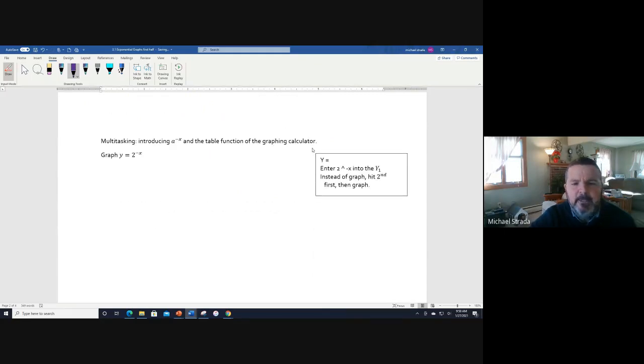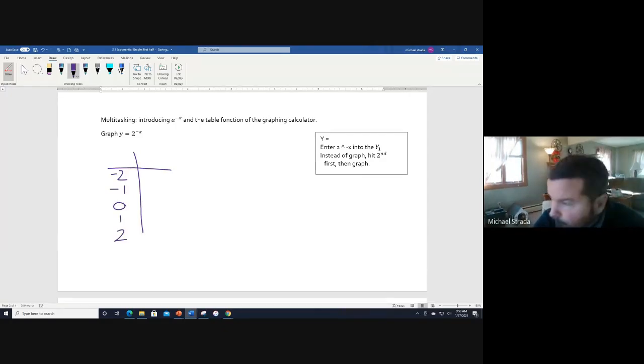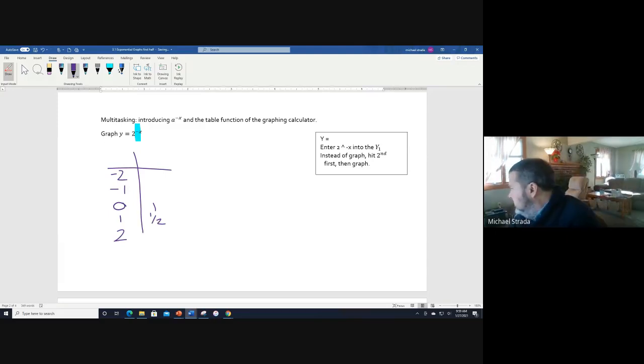Now, introducing a to the negative x, and we will talk about the table function on the graphing calculator at a later date. So you have to do 2 to the negative x. The negative does not affect the y-intercept because the negative of zero is still zero. So 2 to the 0 is still going to be 1. Where it affects is the other values. For example, when I plug in 1, this would be 2 to the negative 1, which is 1/2. And when I plug in 2, this would be 2 to the negative 2, which is 1/4.